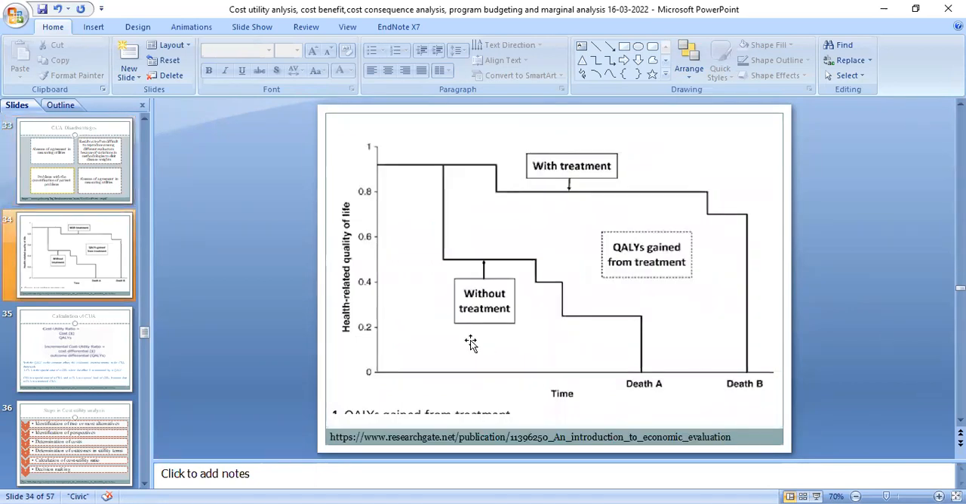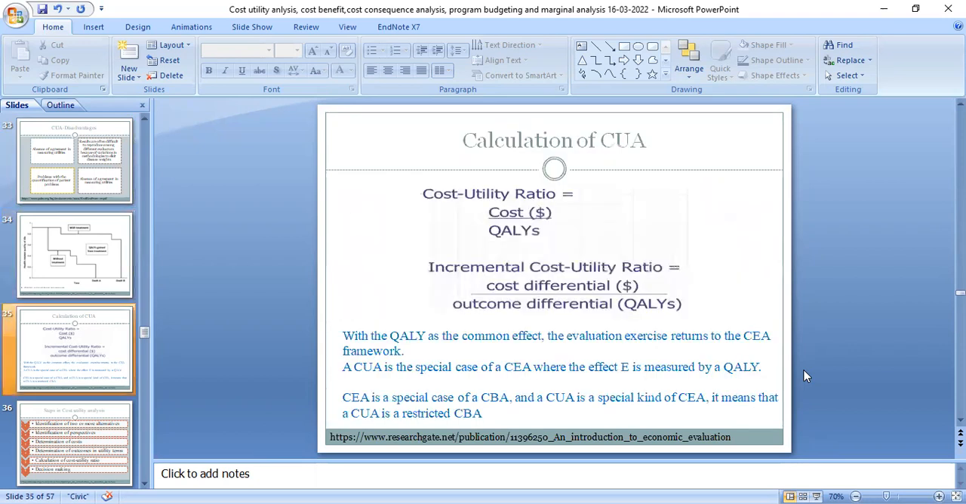Now, this is a graph. If we plot the health-related quality of life on the y-axis, numbered from 0 to 1, and the time duration in years on the x-axis, we can see that without treatment, a person has less quality of life throughout his life, and his life years are also less. He dies earlier, but with treatment, he gains a good quality of life, and his lifespan is also increased. Now, calculation of the cost utility analysis.